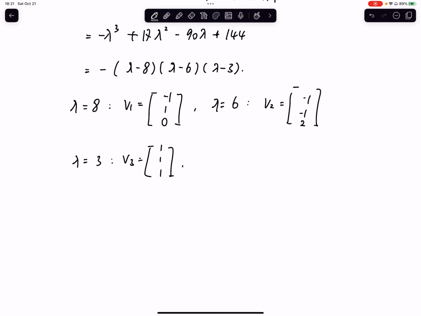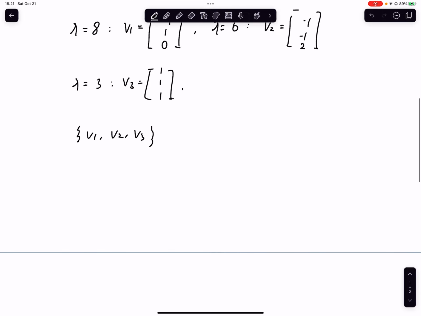Okay, and these three vectors form a basis for R3. In fact, v1, v2, and v3, one can check, are mutually orthogonal. So this is an orthogonal set, and it is an orthogonal basis for R3.